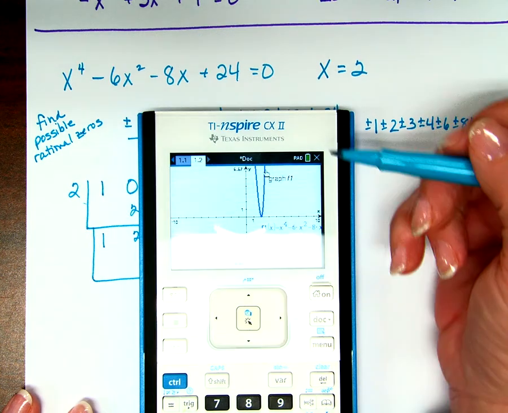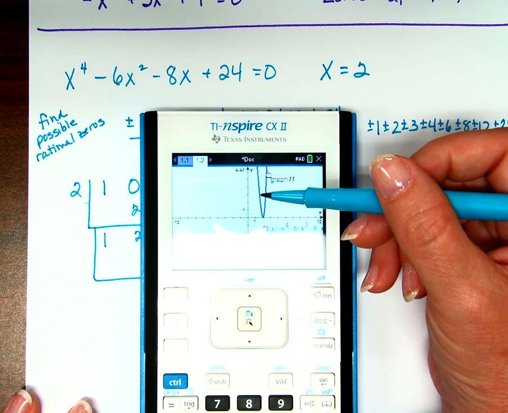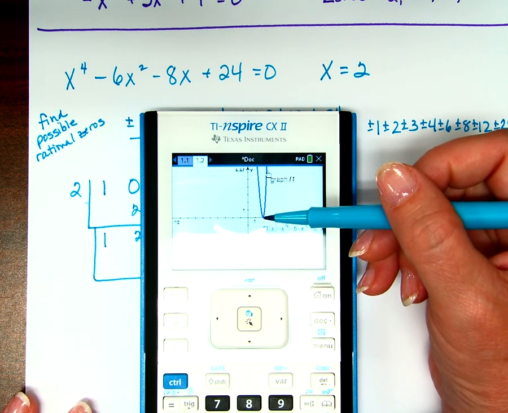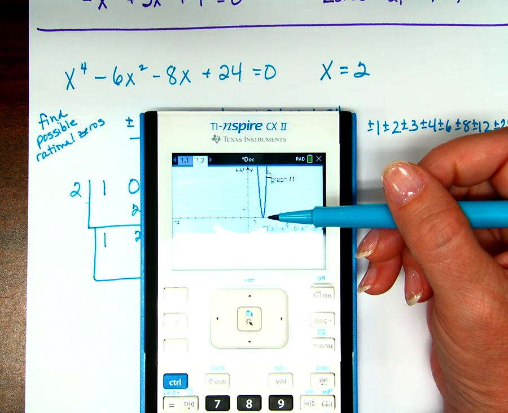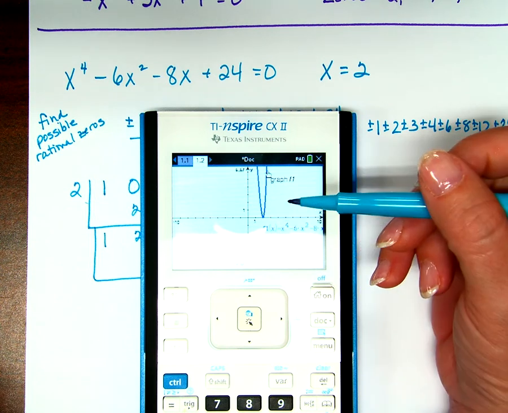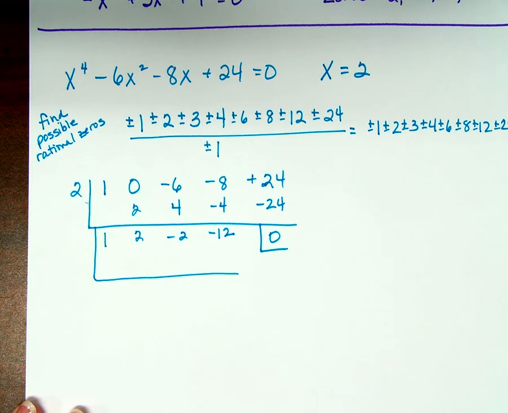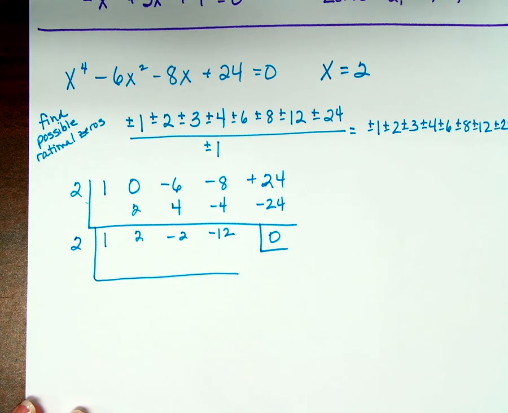Okay? Now, I also remember my lesson from a couple sections ago, and since it turns at 2 and just doesn't cross 2, I know that it has a multiplicity of 2. So I know 2 as a factor happens more than once. I don't know how many times yet, but I know it happens more than once. So that's why I would like to try 2 again right here. Okay? Does that make sense?